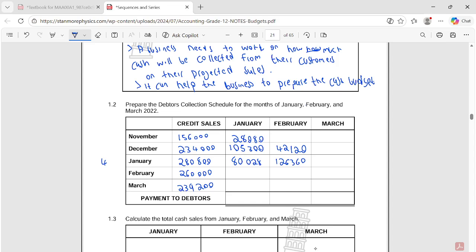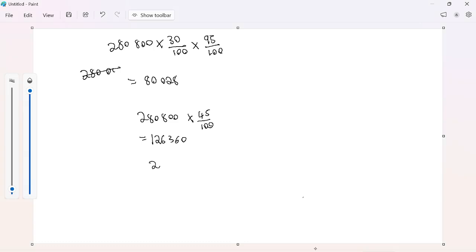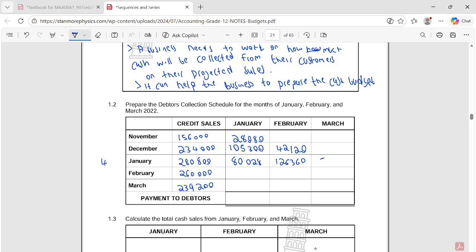is going to be 18% here, right? So I'm going to say 280,800 multiplied by 18 over 100, which is what? 50,544. Right? Now we're going to the month of February.